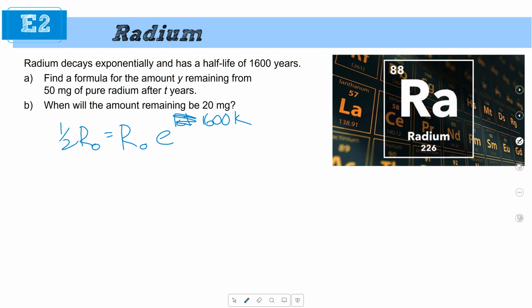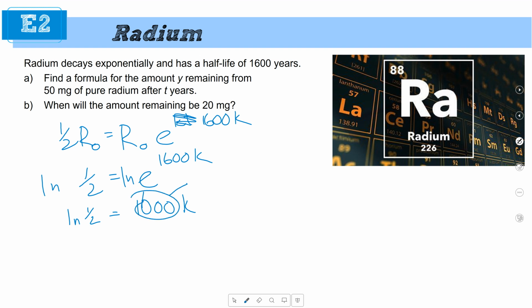Just like in the previous problem, we would start by dividing by R naught. Because we know it's not equal to 0, we have some amount of radium. We would get this. Then we do the natural log trick. So I actually cheated because we know the half-life. This would be our T value. And we would get natural log of 1/2 divided by K would be equal to the time.